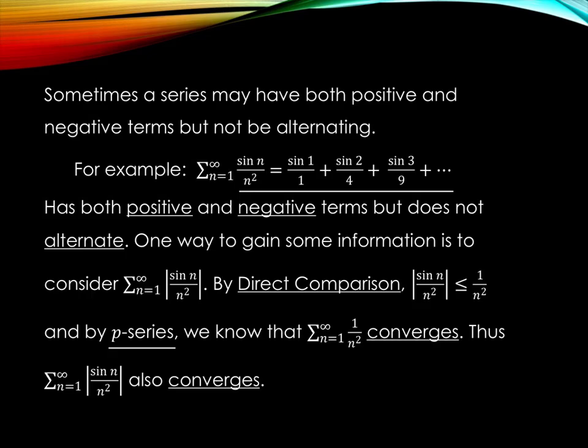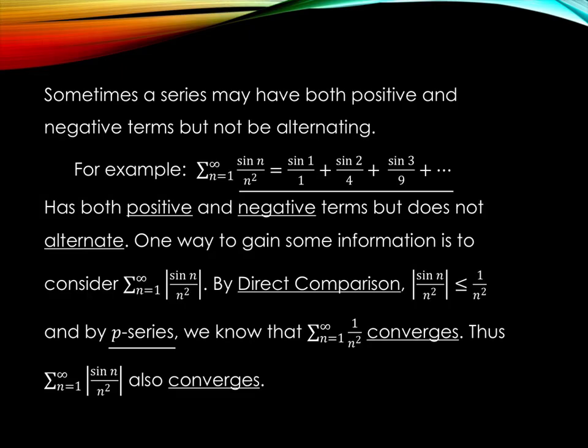All right. Sometimes a series may have both positive and negative terms, but it's not alternating. I kind of mentioned that before, that it really had to go back and forth to be an alternating series. So here's an example: the graph, or the equation, of the sine of n. It goes between positive and -1. Agreed? That's what sine does.